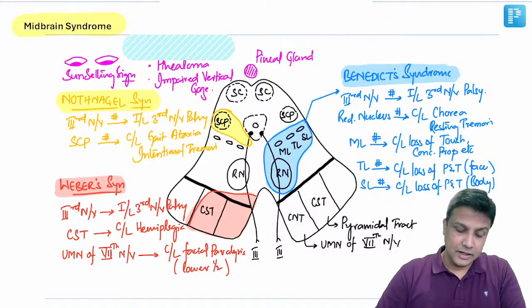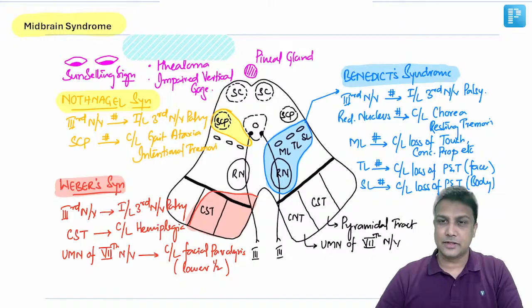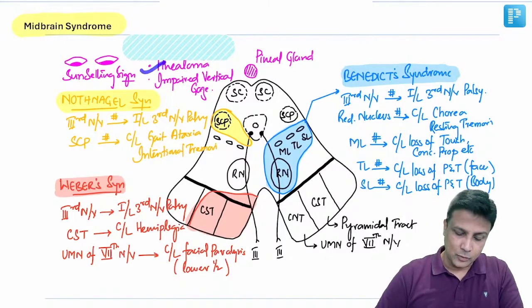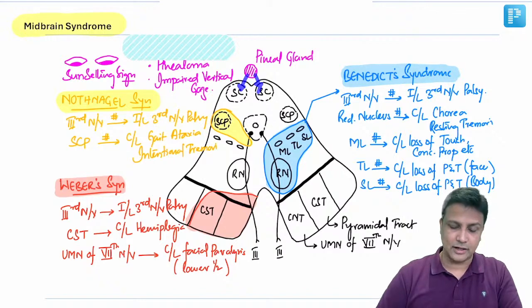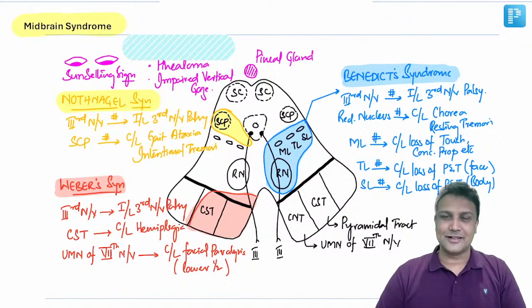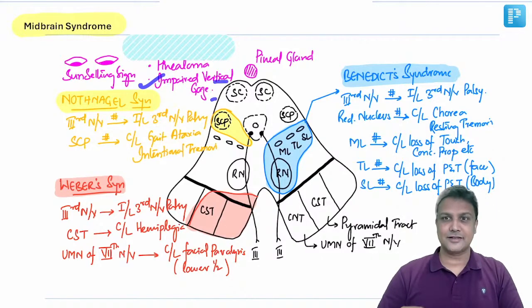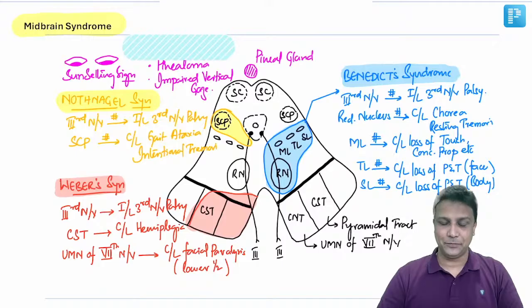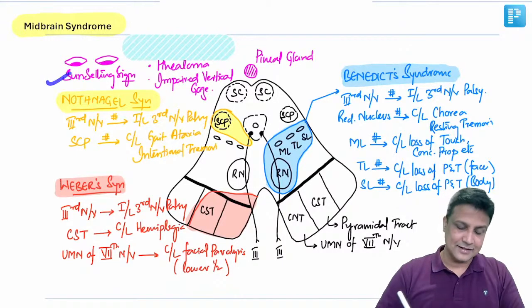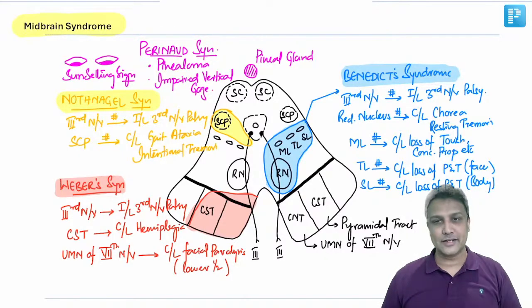Now one more thing, behind the superior colliculi here, you'll have the pineal gland. And sometimes pinealoma will occur. When pinealoma occurs, its size will increase and that is going to compress the superior colliculi. And superior colliculi are concerned with the visual reflex. That is why it is going to impair the vertical gaze. Fine. And therefore it will lead to that classical sun setting sign. And this condition is referred to as Parinaud syndrome.